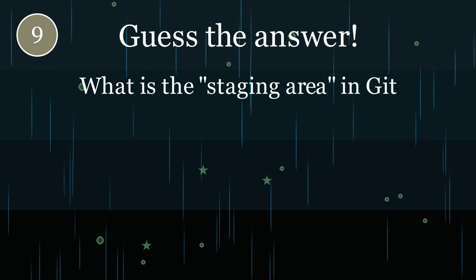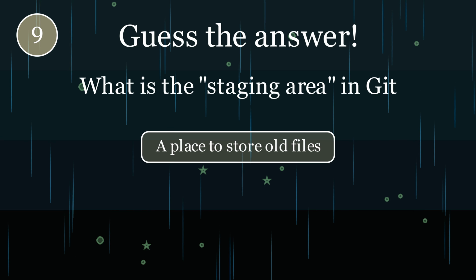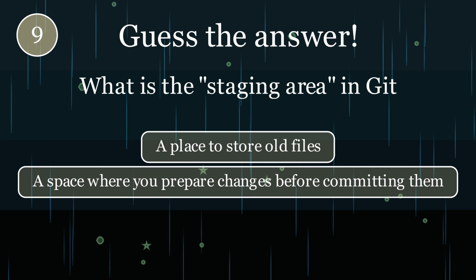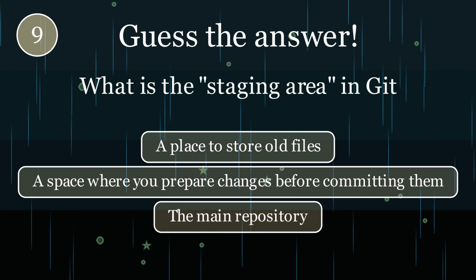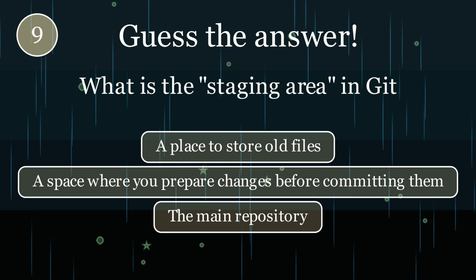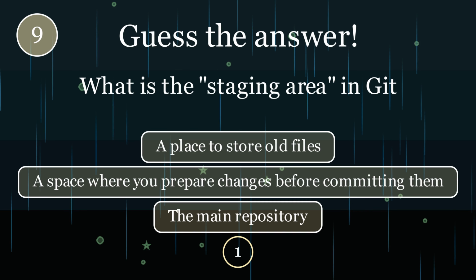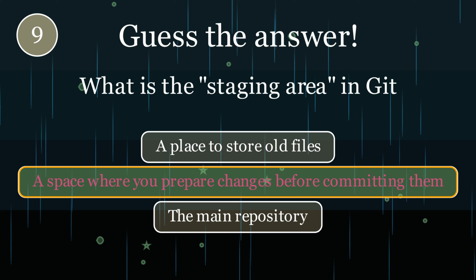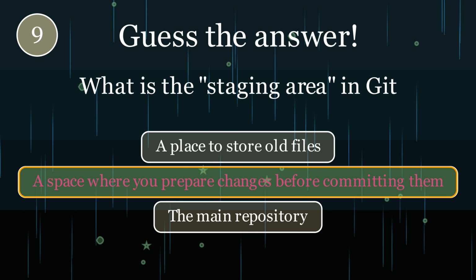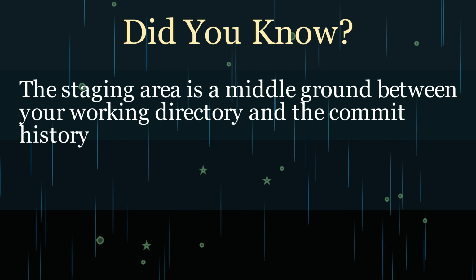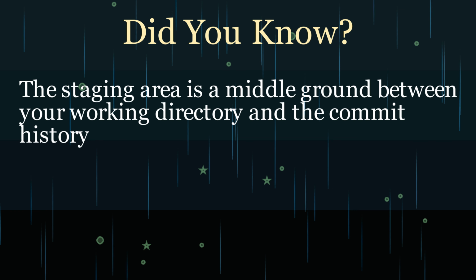What is the staging area in Git? A place to store old files. A space where you prepare changes before committing them. The main repository. The correct answer is a space where you prepare changes before committing them. A quick fact for you: the staging area is a middle ground between your working directory and the commit history.